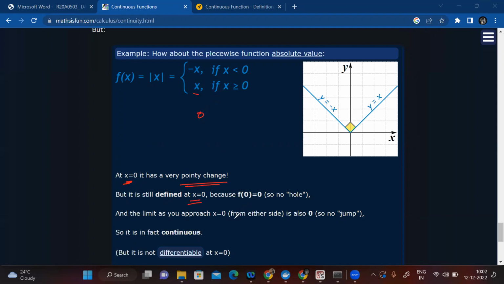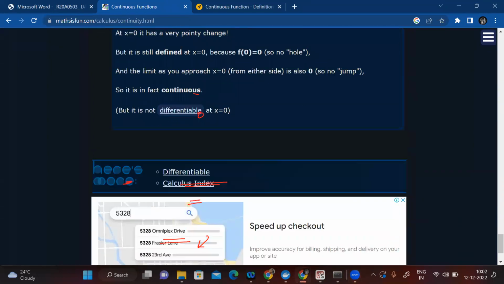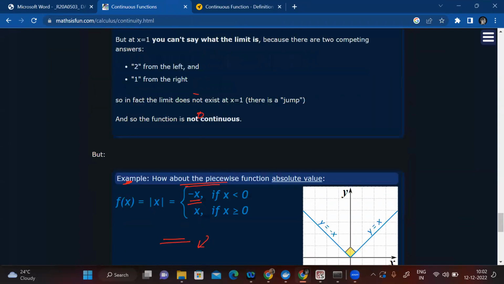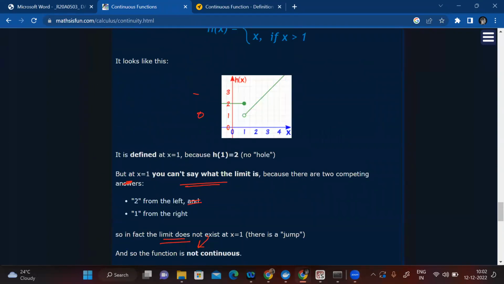From the left hand side and from the right hand side, you will get the same value. So it is a continuous function, but it is not differentiable at x equal to 0. We'll discuss why it is not differentiable in the differentiation topic. Okay, so I think it is enough.